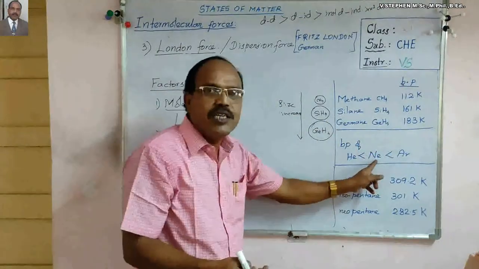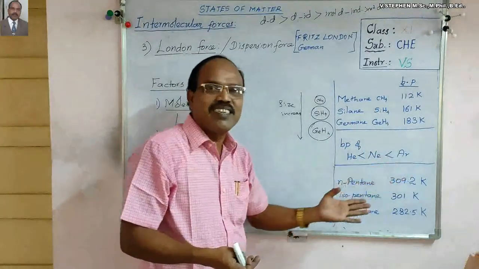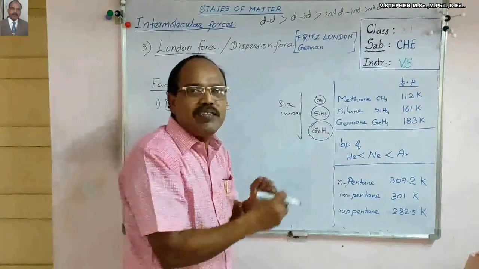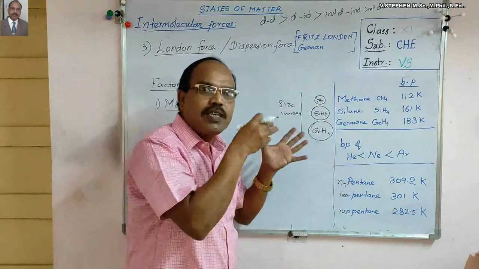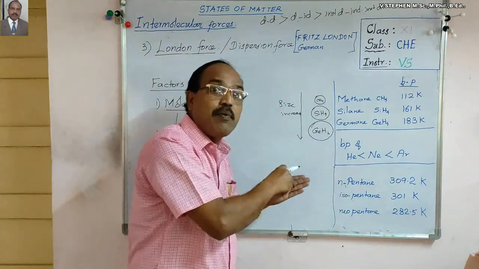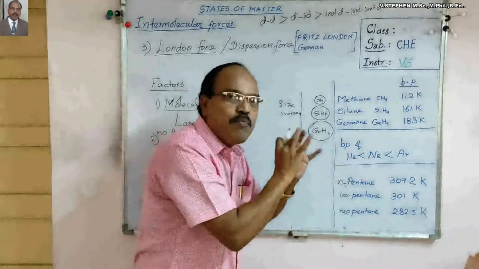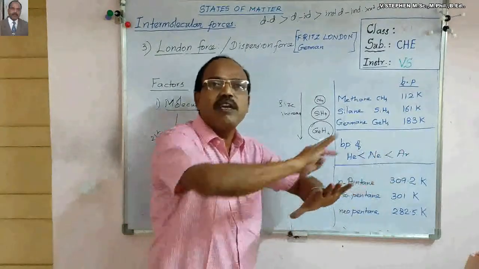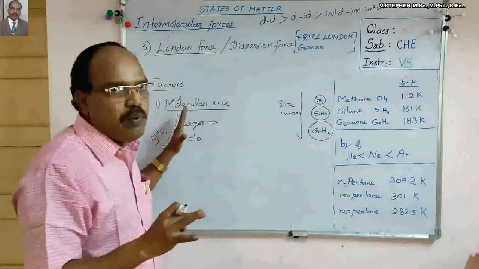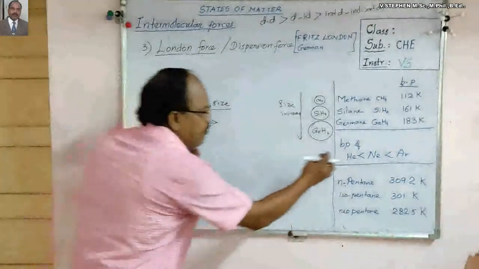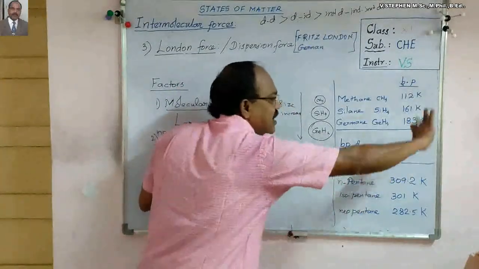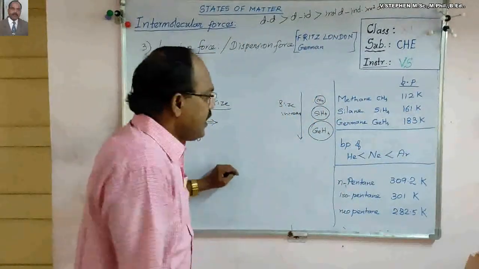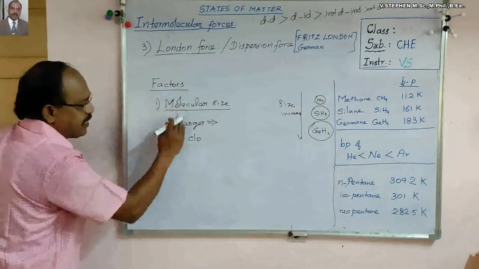But next, neon, you see 10 electrons, 18 electrons, 36 electrons. That means as the number of electrons increases, they are easily polarizable. They are non-polar; you only have to say instantaneous dipole, and that instantaneous dipole will induce. For inducing, it should be highly polarizable. The polarizability depends upon the number of electrons. More number of electrons means more diffused. Again, size based only, don't confuse. So when the number of electrons increases, the boiling point increases because the polarizability increases, and the London force becomes stronger and stronger. This is one thing.